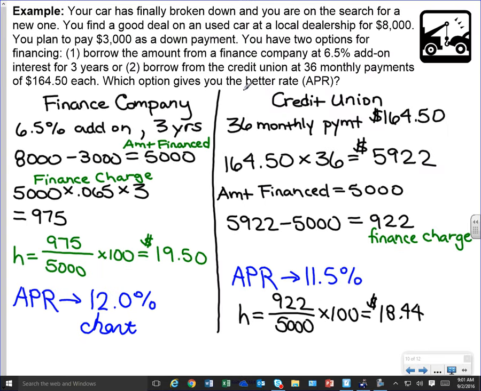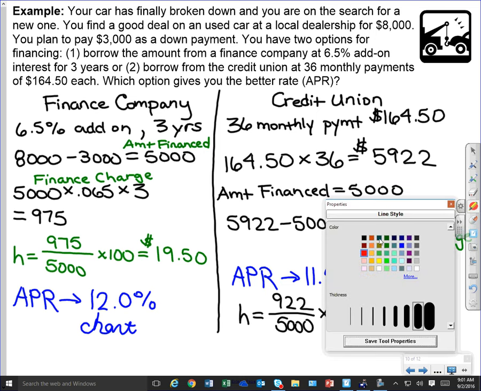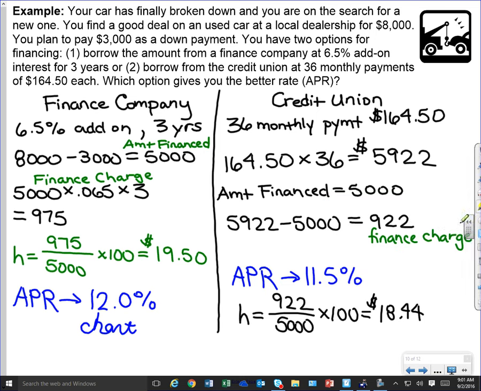Okay, so looking at this, we're doing a comparison here, trying to decide which is the best option. Like we said, that's the whole point of what we're doing in this chapter: trying to decide which is the best choice to save the most money, or to make the most money if you're doing something like a savings account. But in these, we're trying to save money because we've bought something.